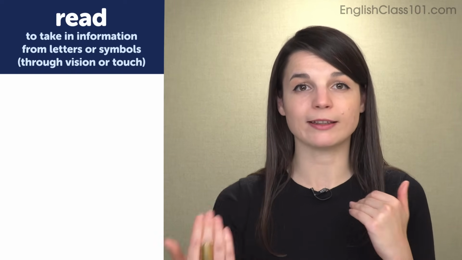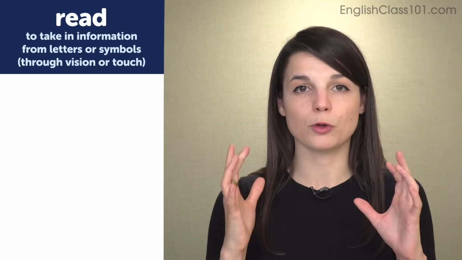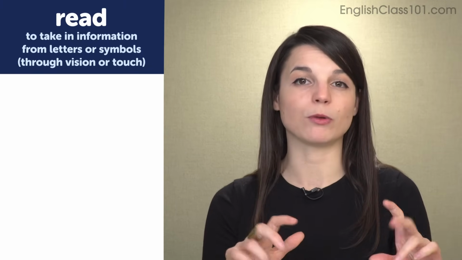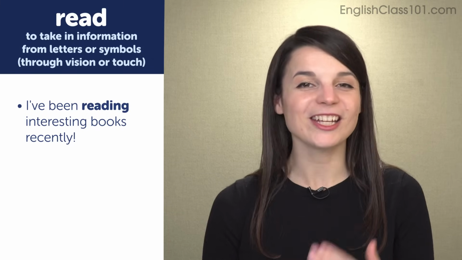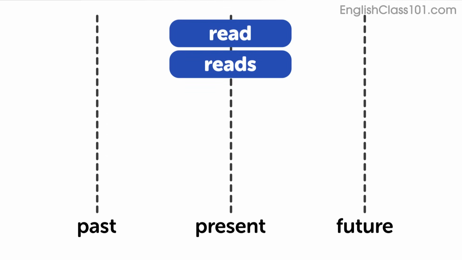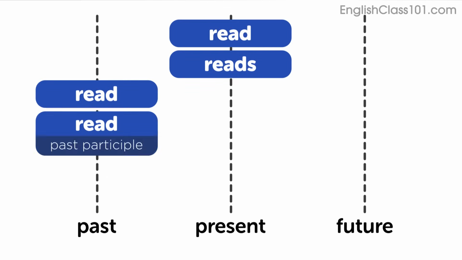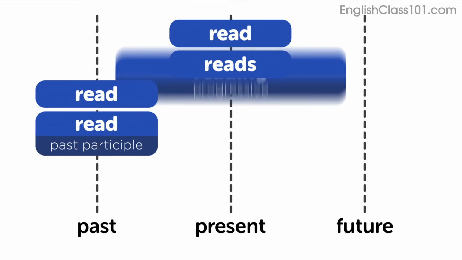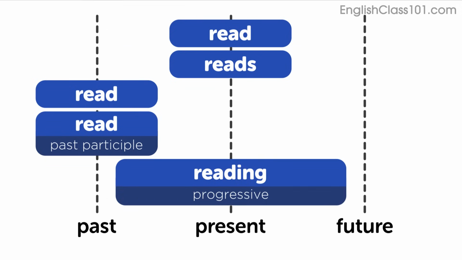The basic definition of the verb read is to take in information using letters or symbols through your eyes or through touch. People can read through touch also. In example sentences, I've been reading interesting books recently. I read a great article yesterday. Let's look at the conjugations of this verb. Present, read, reads. Past, read. Past participle, read. Progressive, reading.